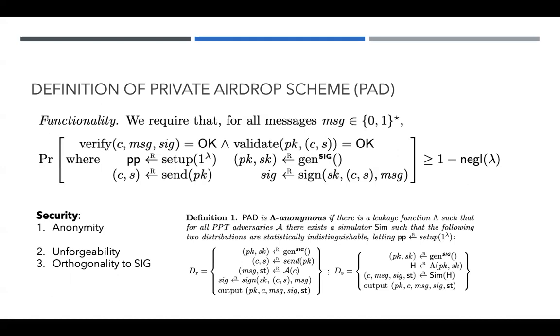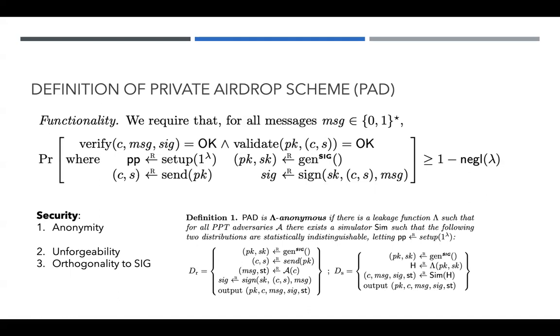So in conclusion, the paper explores the technical aspects of the PAD. It discusses its syntax, including the four algorithms. Additionally, it highlights the functional requirements, ensuring successful verification and validation processes. Lastly, it emphasizes the security requirements of the scheme, including anonymity, unforgeability, and orthogonality to the underlying signature scheme. By understanding the PAD, we can better appreciate its role in facilitating secure and privacy-preserving airdrop transactions within blockchain ecosystems.